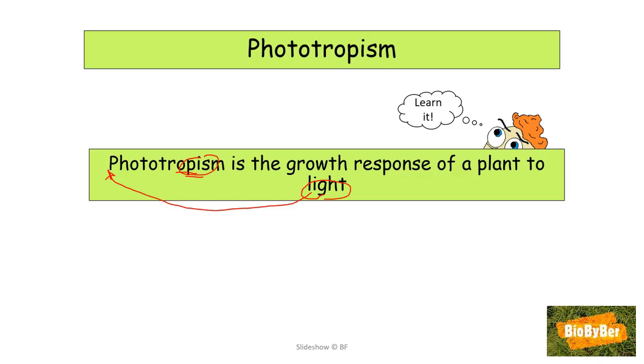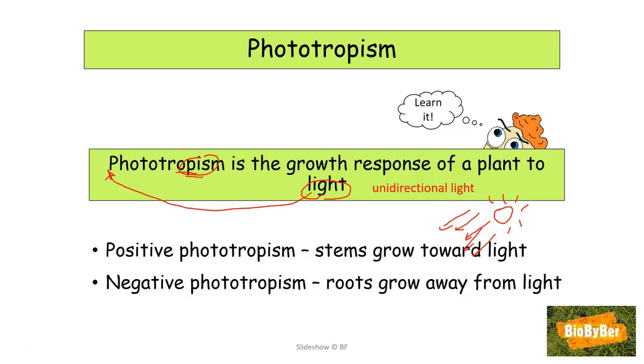Remember, photo is light. This light is usually unidirectional. This means it's light coming from one direction. Story of my life. The sun generally would be shining on one side of the plant. So this is what we mean by unidirectional light.